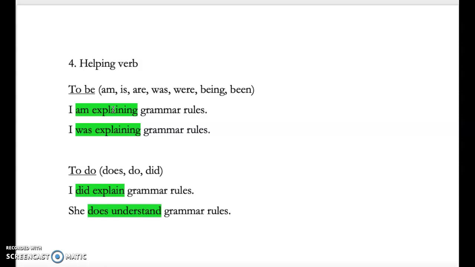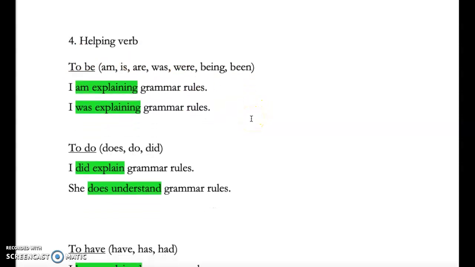Now, if later on somebody asked me what I was doing earlier today, I could put it in the past tense by saying I was explaining grammar rules. So these are helping verbs, and often they help you know when something is happening. Another kind of helping verb is versions of to do. To do is the infinitive. You'll see it as does, do, or did in the past. I did explain grammar rules.